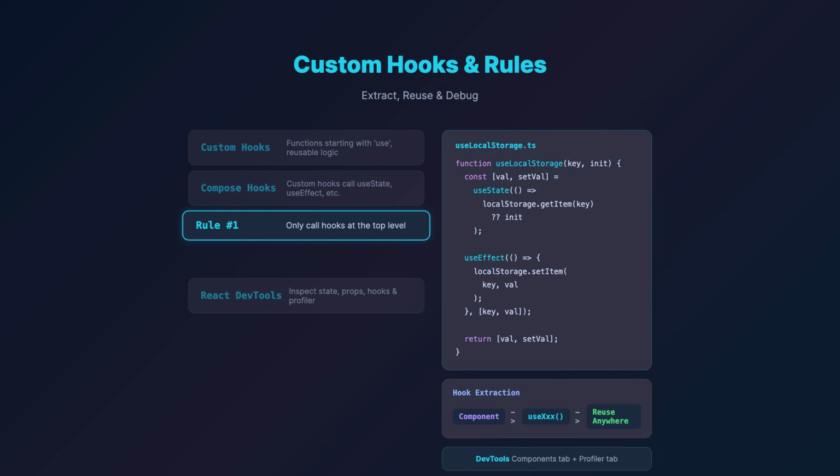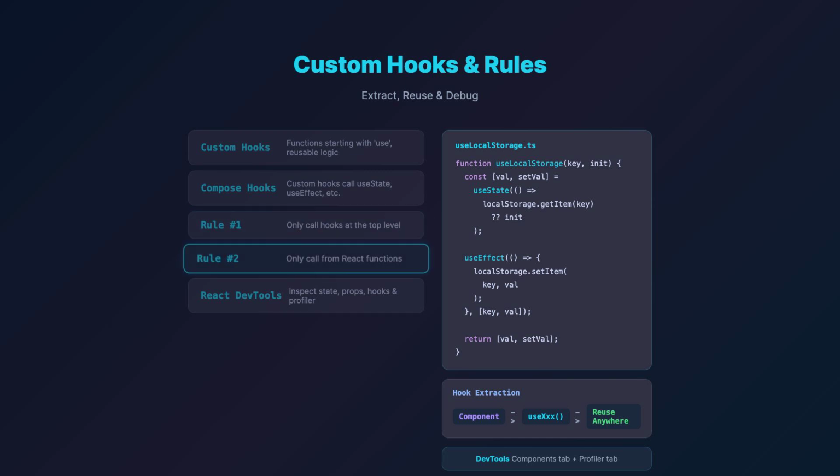Rule 1. Only call hooks at the top level, never inside loops, conditions, or nested functions. React relies on the order of hook calls to match state to the right hook. If you put a hook inside an if statement, the order changes between renders and everything breaks.